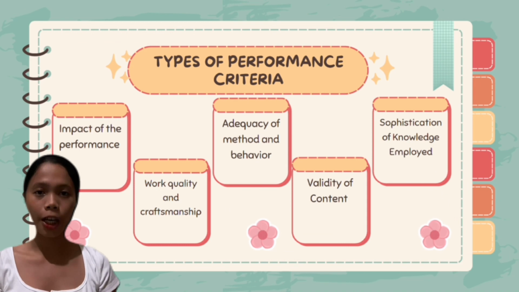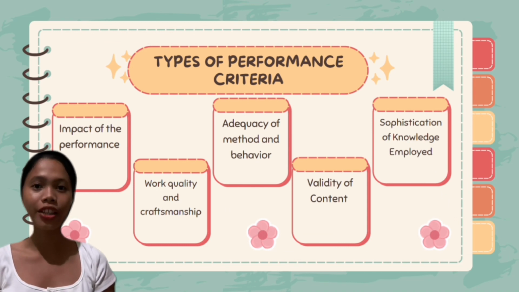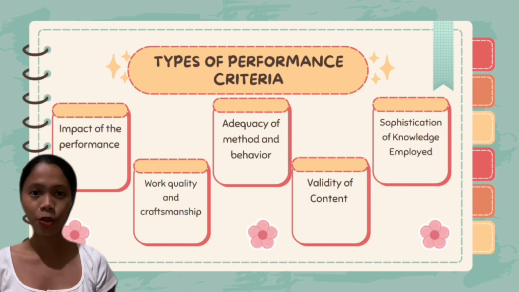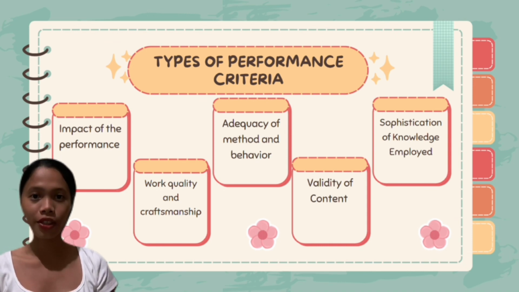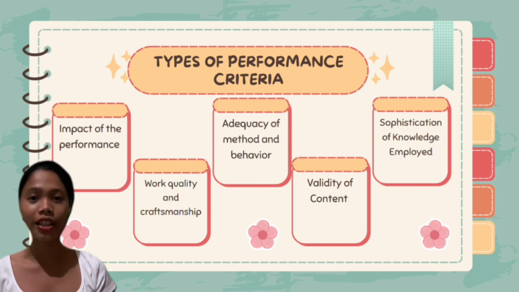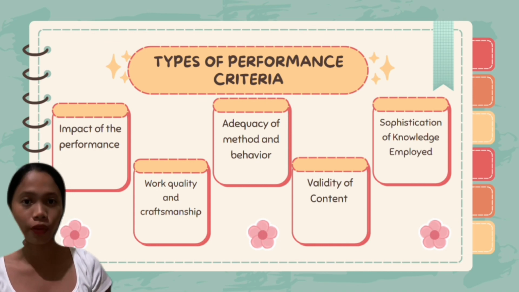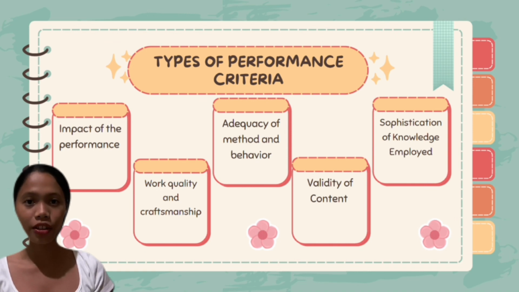Here are the different types of performance criteria. The first one is the impact of the performance. Performance assessment allows students to play an active role in the assessment process, which experts have found increases their engagement and in turn enhances their learning. Second, work quality and craftsmanship will help teachers gauge the level of student understanding and also provide instruction needed to move forward. Third is the adequacy of method and behavior.